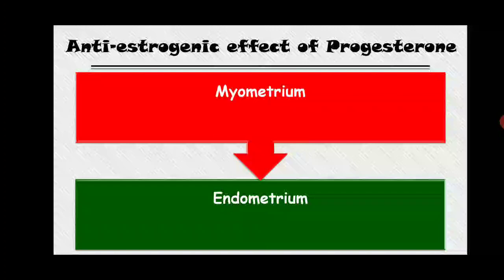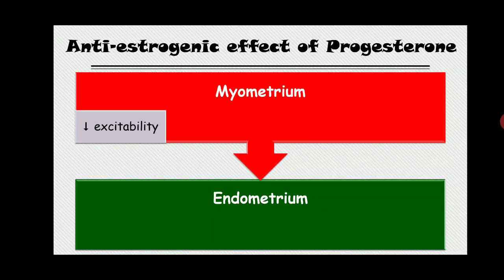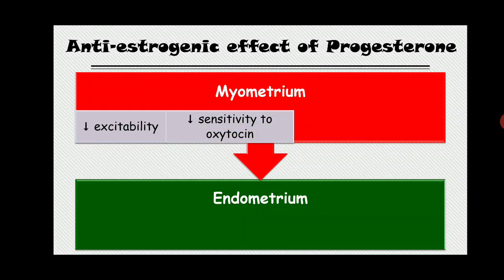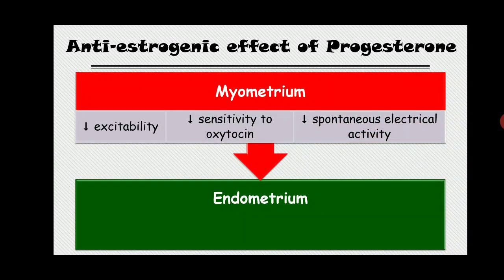Progesterone works over the myometrium. It decreases the excitability of the myometrium, right? So the myometrium becomes less excitable, so there are fewer chances that an action potential will lead to contraction. Second, it decreases the sensitivity to oxytocin. Now oxytocin is the hormone that is responsible for uterine contraction, so progesterone decreases the sensitivity to oxytocin as well. Third, it decreases the spontaneous electrical activity of the myometrium. So by doing these three functions, progesterone makes sure that the pregnant uterus does not contract.